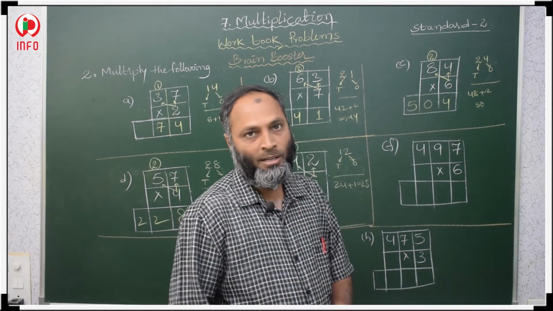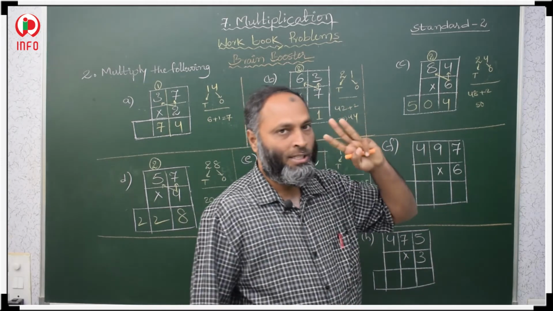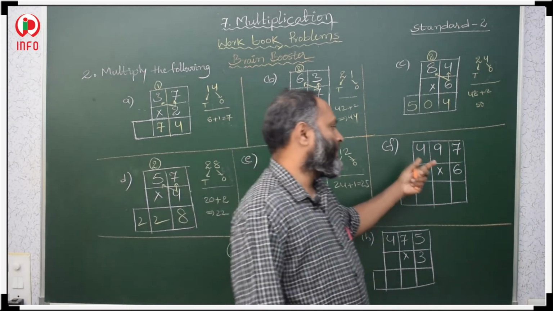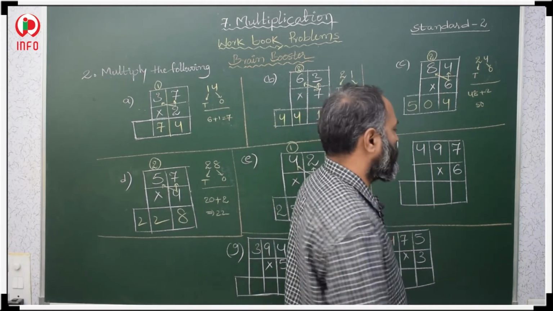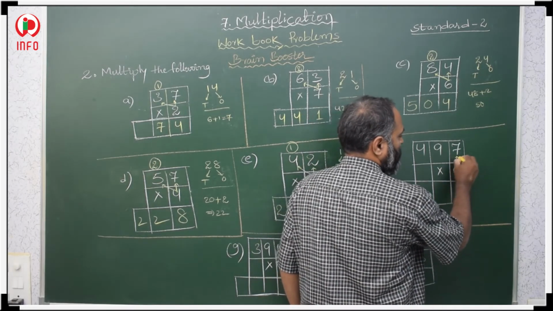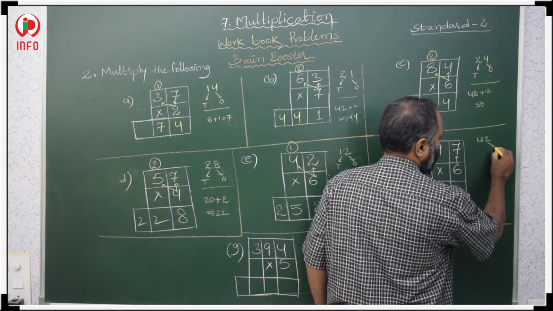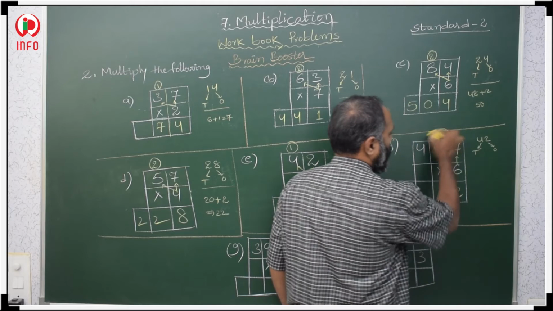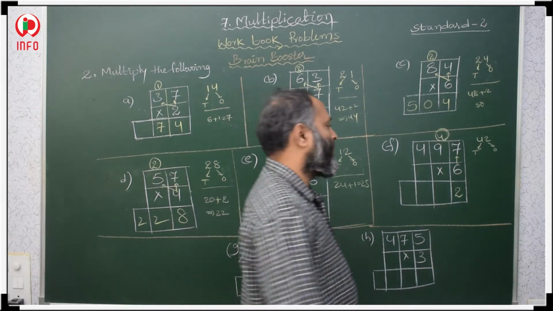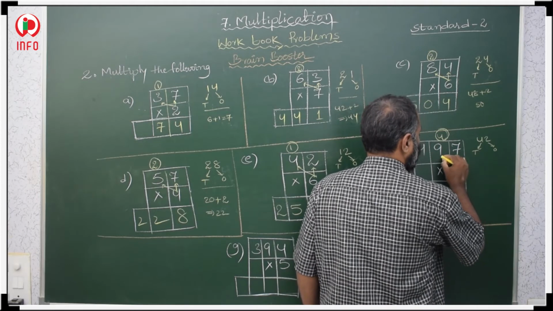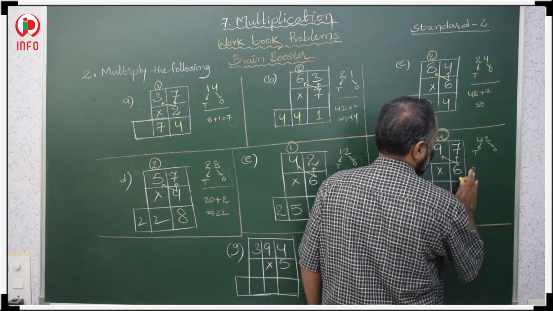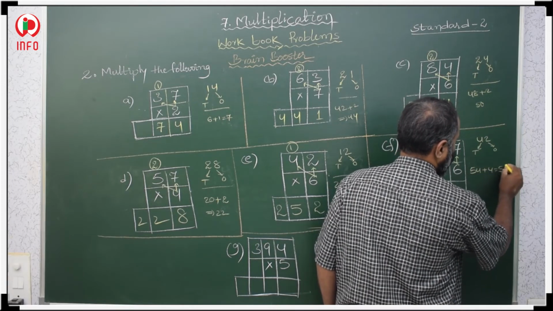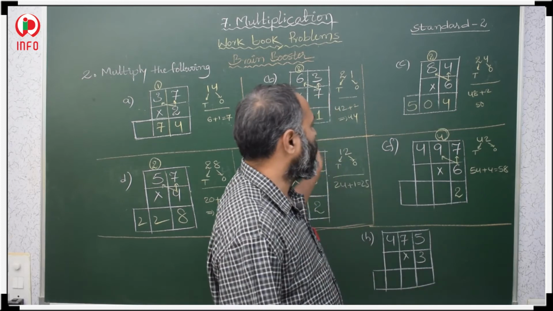Here we have to complete the multiplication in 3 steps. Till here we did it in 2 steps because it is a 2-digit number. When a 3-digit number is there, we have to complete it in 3 steps. First, ones place, 6 sevens are 42. 42 means 2 ones and 4 tens. 2 in ones place, 4 we have to take carry over on tens place. Then after that, 6 9s are 54. 54 plus 4, 58.